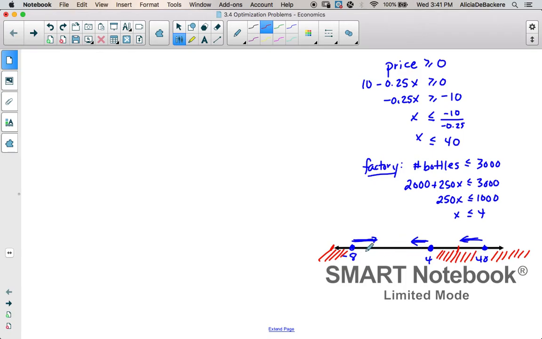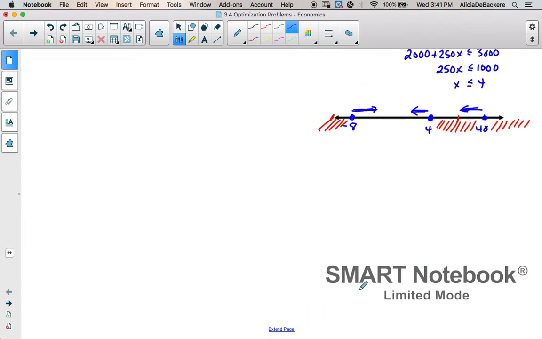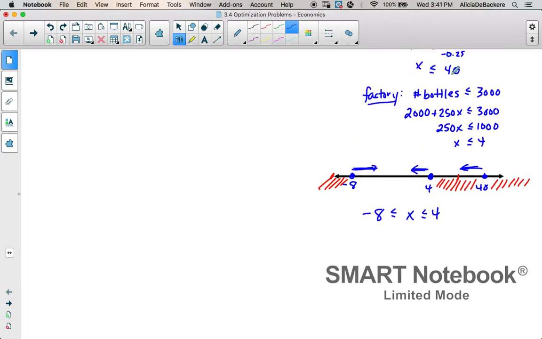And so here I end up with my domain. It's got to be between -8 and 4. You don't have to show me that number line in your solution. It's just to kind of help you figure out which values to take. And so if I have to be less than 40 and less than 4, then you have to be less than 4.